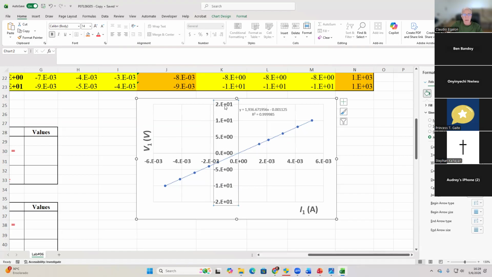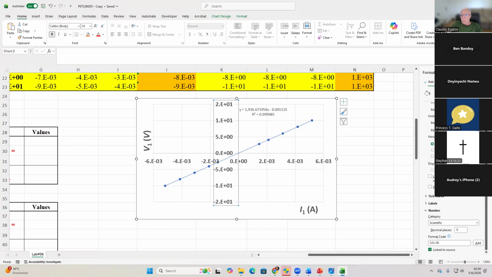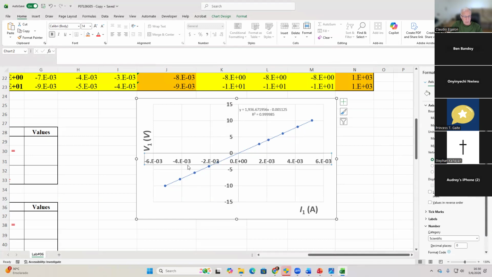I prefer that those numbers have a numeric format, okay? Let's see, axis options, labels, number right in here. Instead of scientific format, put it in number format. This one you can leave in scientific format along the x-axis. That's the first graph. 1936.67 is my case, right?